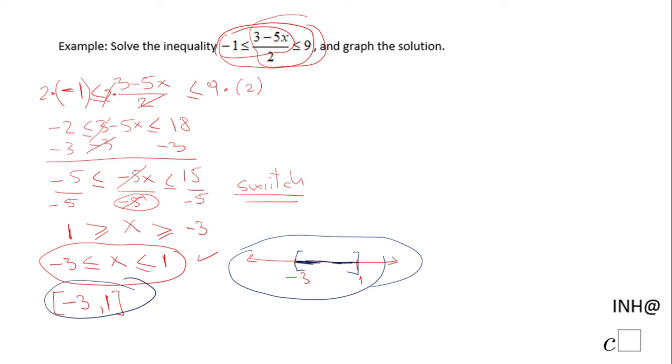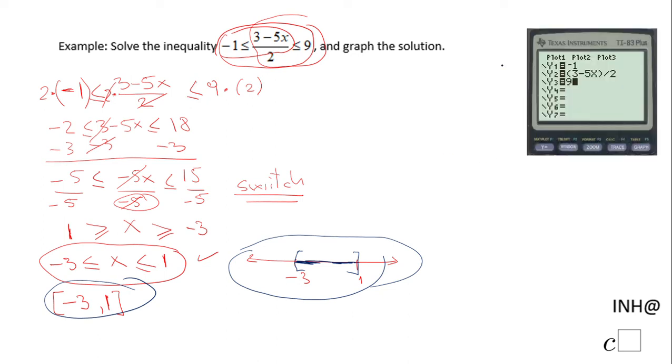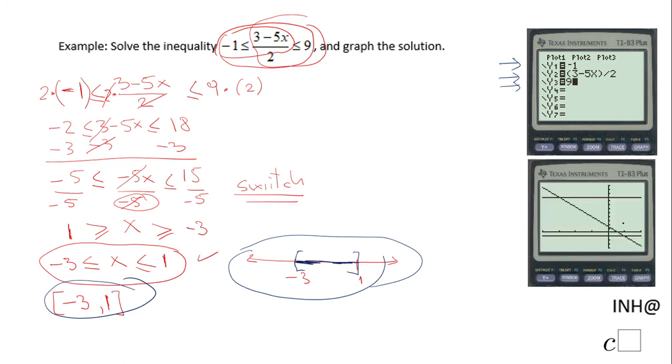I'm going to use a TI-83 here, and you notice on Y1 I put the left side of the inequality, on Y2 the middle part of the inequality, and on Y3 the right side. So I have to use three Y's to get the graph of each part of the inequality. So let's see what we get when we click graph. This is Y1, Y equals -1. This line here is Y2, the expression (3 minus 5x) divided by 2, and this is Y3.